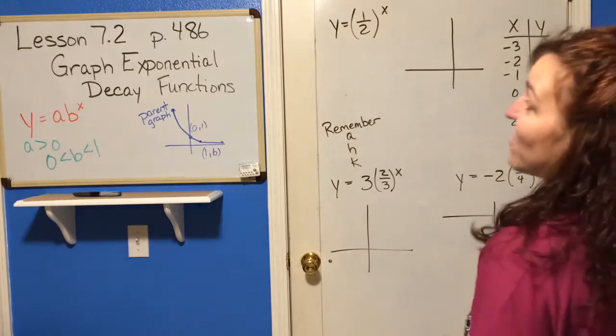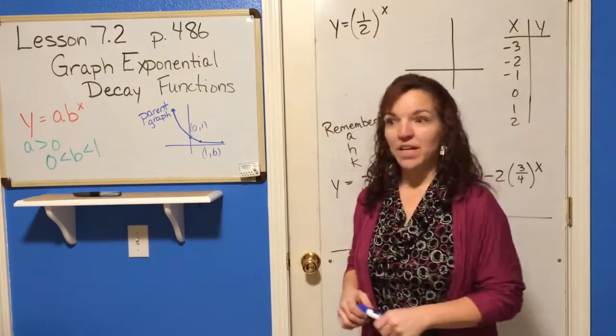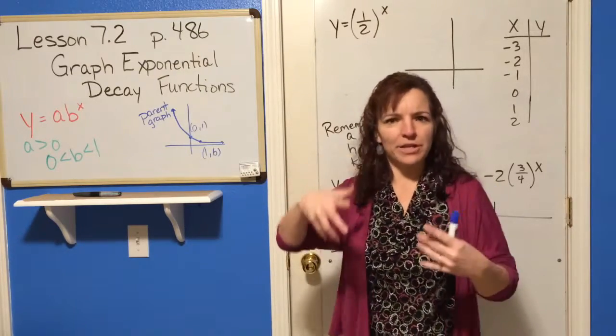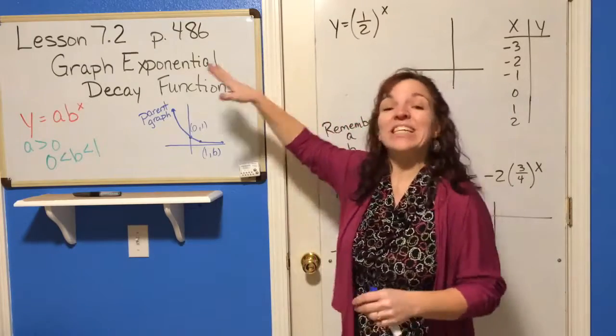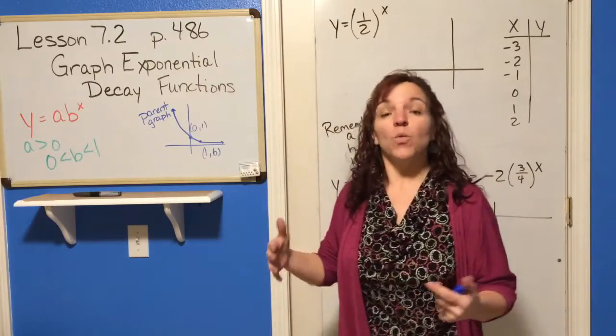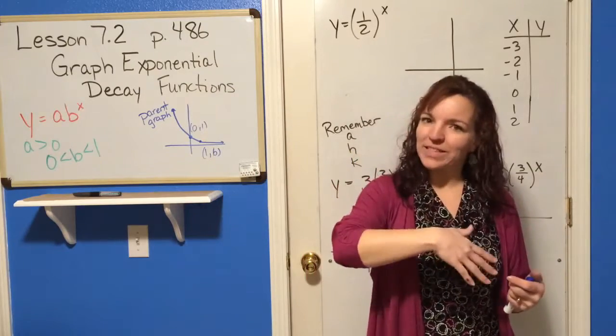Section 2 of Chapter 7 is very similar to Section 1. So this will be a shorter lesson because we've learned it all. We're just going to turn it a different direction. So now we're going to graph exponential decay functions. Yesterday we graphed exponential growth functions, and now we're going to do decay.